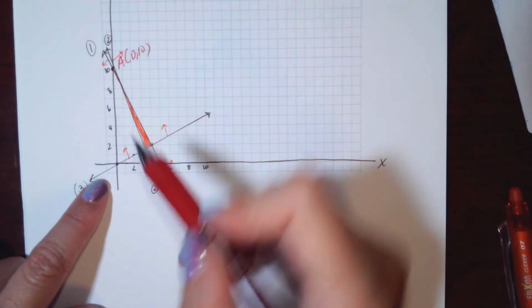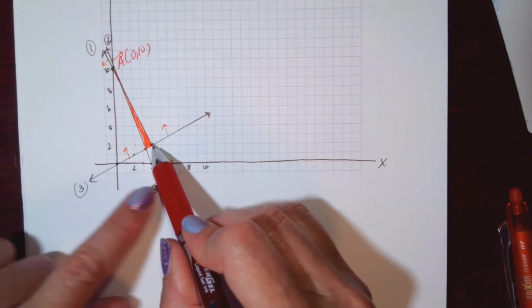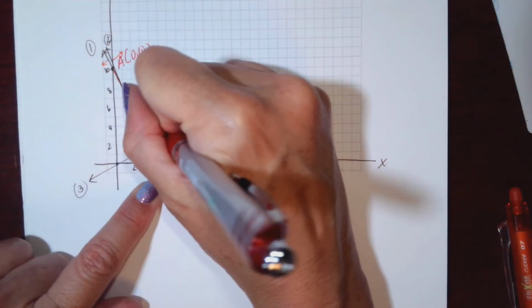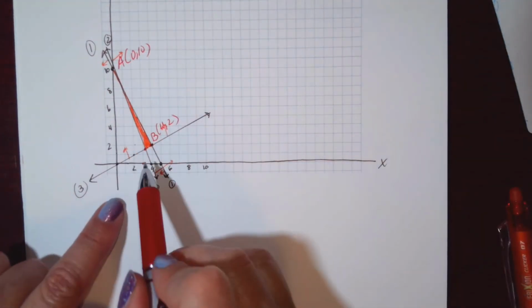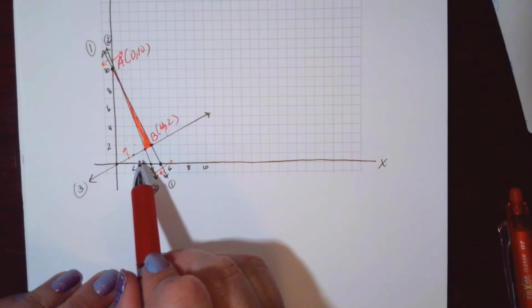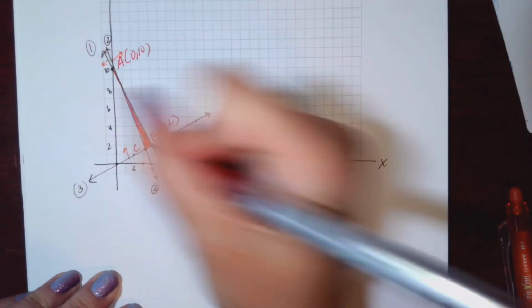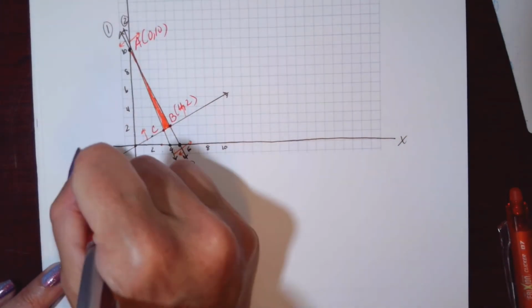This corner point, I used my slope to get there. I went up 1 over 2, up 1 over 2. This corner point is at 4, 2. I can be confident of that. But this corner point appears not to be a nice integer set of values. So to find my coordinates for C, I'm going to have to solve that system of inequalities.